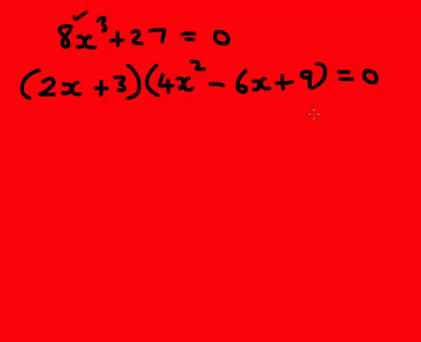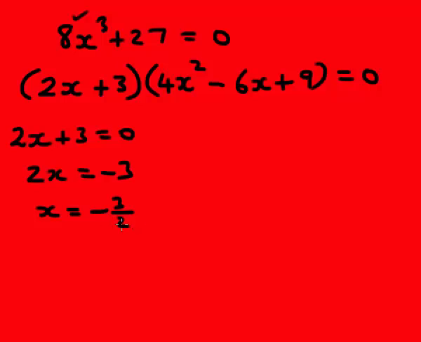Now let's solve for x here. Well, this doesn't look like it's going to factorize nicely. I'm going to use the formula. So this gives you 2x plus 3 is equal to 0. So 2x is equal to negative 3, and x is minus 3 over 2. Great with that one, that's no problem.